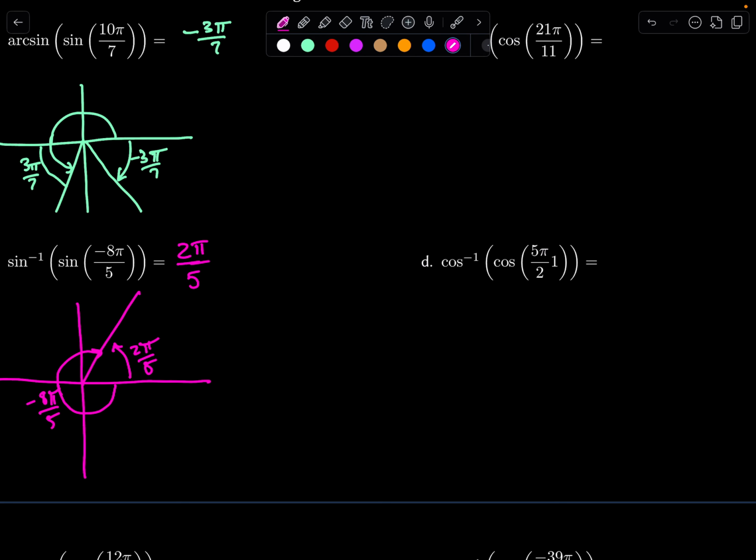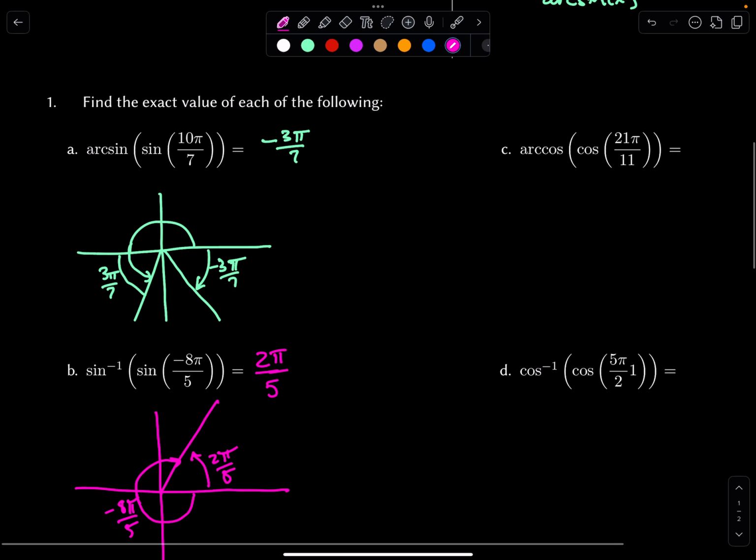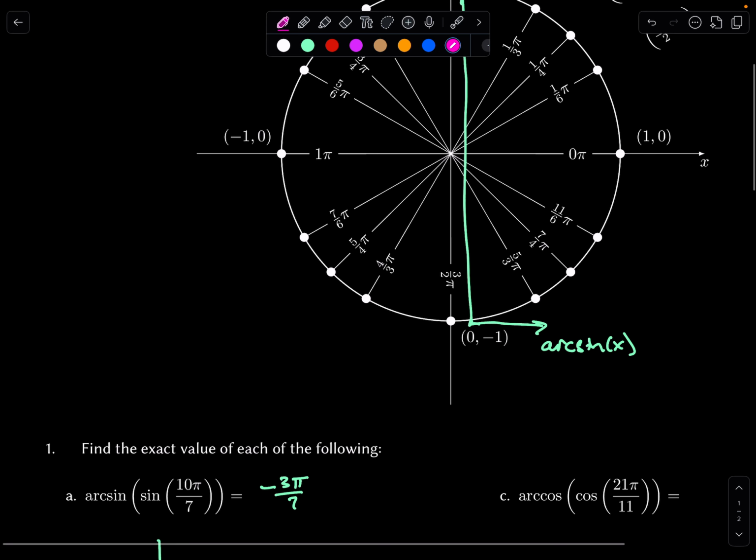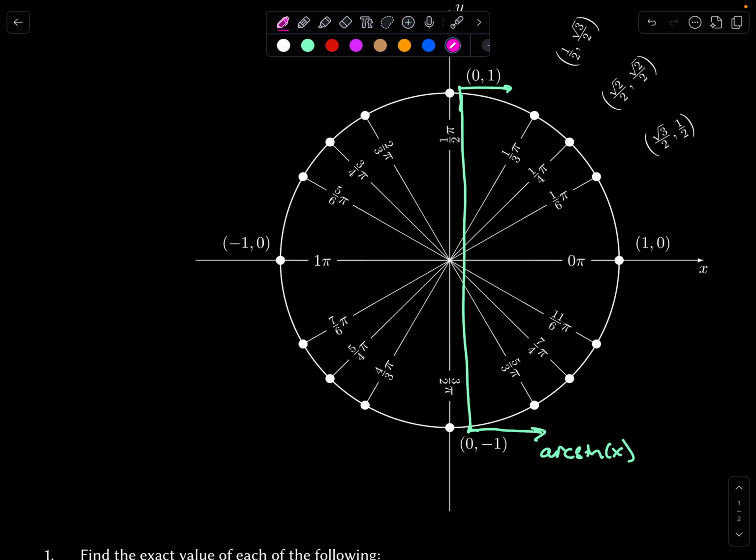So if you want to have a rule, I hate having rules, but if your terminal side is to the left of the y-axis, it doesn't matter what angle we're talking about, it could be some crazy angle, then you need to figure out your reference angle and then basically just reflect it over the y-axis, so that the answer will be in the first or the fourth quadrant.